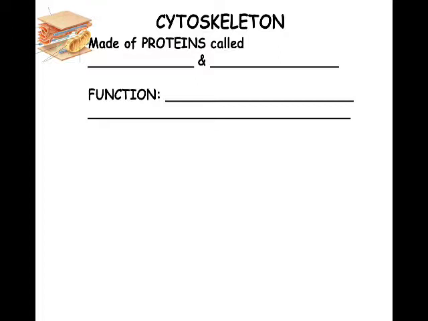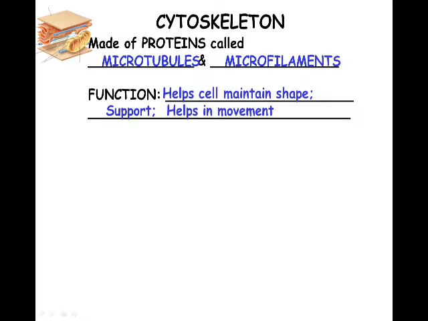So I'm asking you to find your cytoskeleton page, and we're going to add that the cytoskeleton is made of proteins called microtubules and microfilaments, small tubes and strings that make the framework for the skeleton of our cell. And the function of the cytoskeleton: it helps to maintain the cell shape, just like your skeleton does for you, helps to support you, hold you up, and helps in movement, moving things around inside the cell.